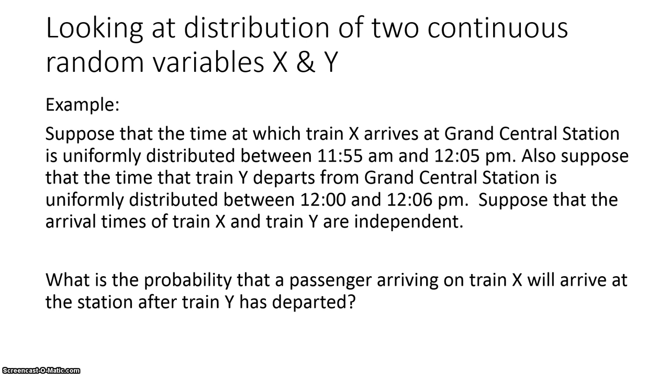So an example to motivate us, where we can be looking at distributions of two continuous random variables, X and Y. Suppose that the time at which train X arrives at Grand Central Station is uniformly distributed between 11:55 a.m. and 12:05 p.m. And also suppose that the time that train Y departs from Grand Central Station is uniformly distributed between 12 and 12:06 p.m. And suppose that the arrival time of train X and the departure time of train Y are independent. Then we can use a continuous bivariate distribution to answer questions like, what is the probability that a passenger arriving on train X will arrive at the station after train Y has departed?